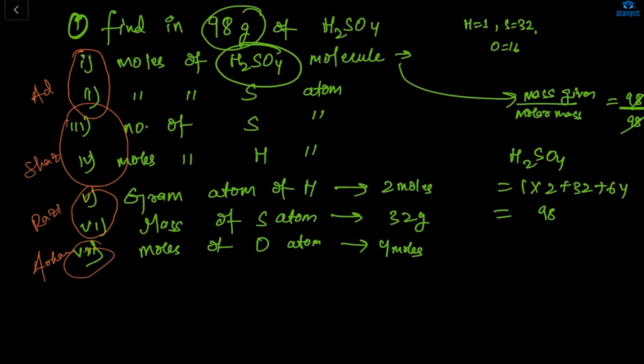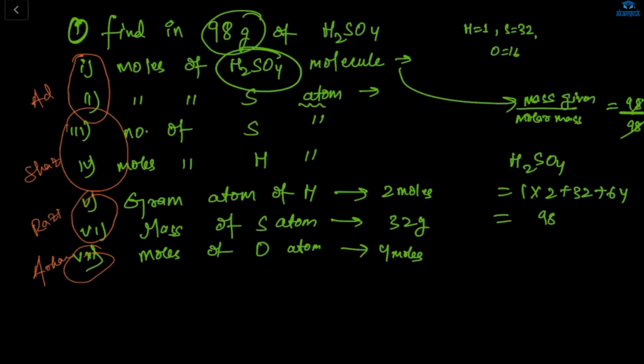So molar mass of H2SO4 is 98. And for the second one? Ma'am, it will be 98 by 42. No, it's atom. It's atom. Adam, what is the answer of the second one? Ma'am, 4. How come 4?